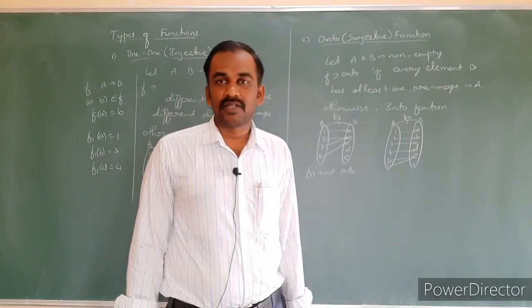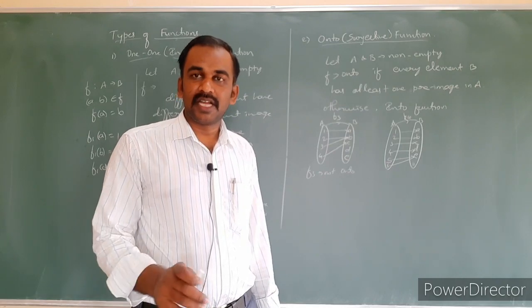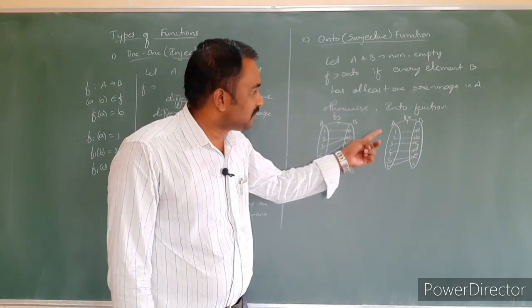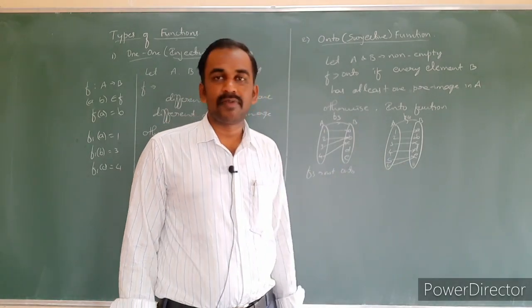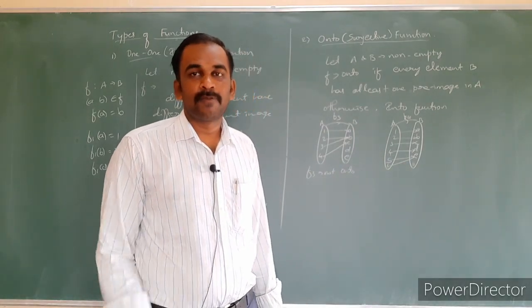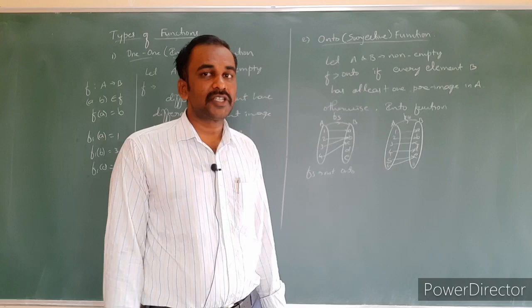Next, whether it is a one-one function. Different elements have different images. No, here 5 and 6 have the same image. Therefore, it is not a one-one. Now check whether it is an onto function.